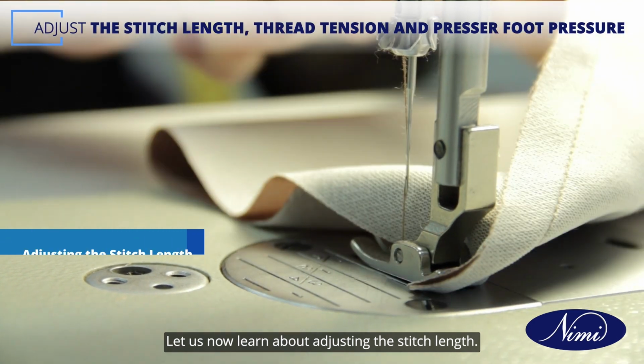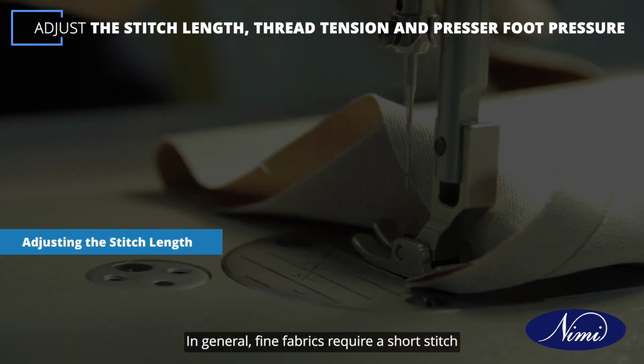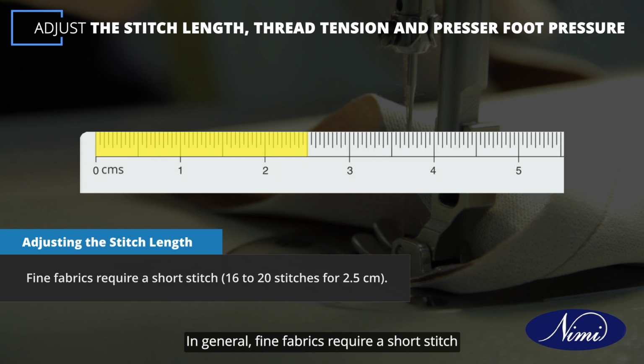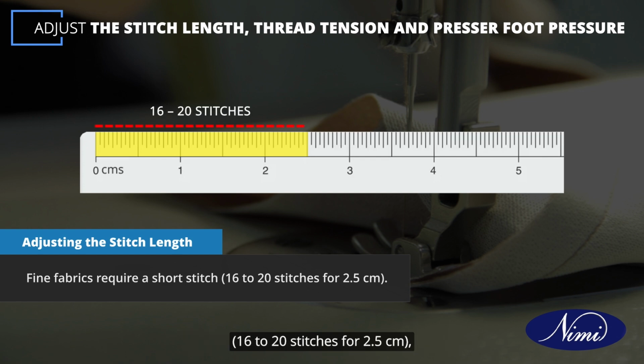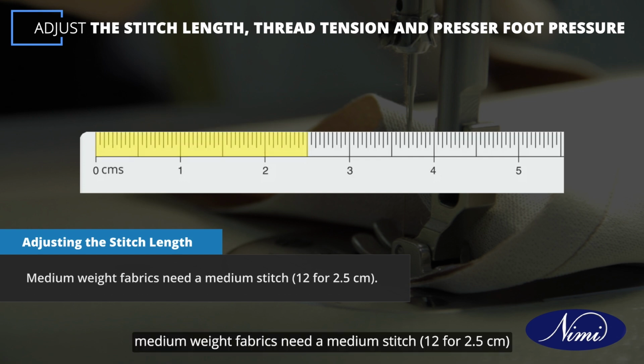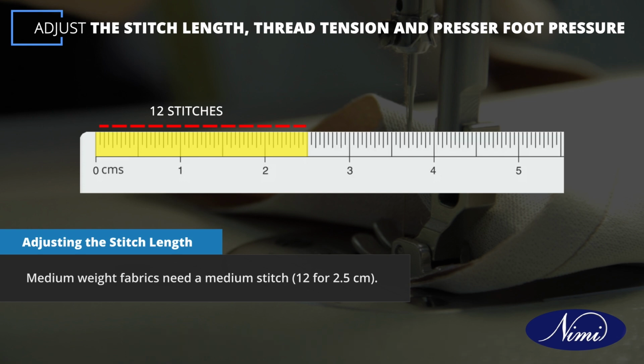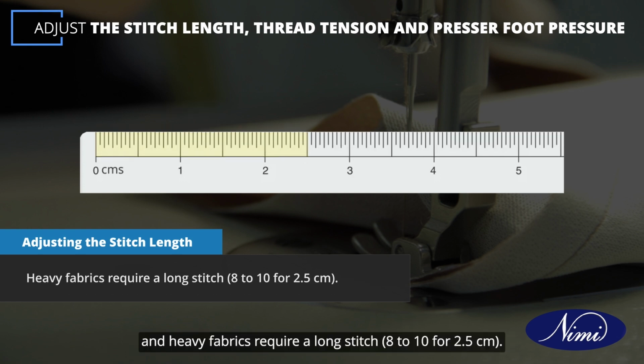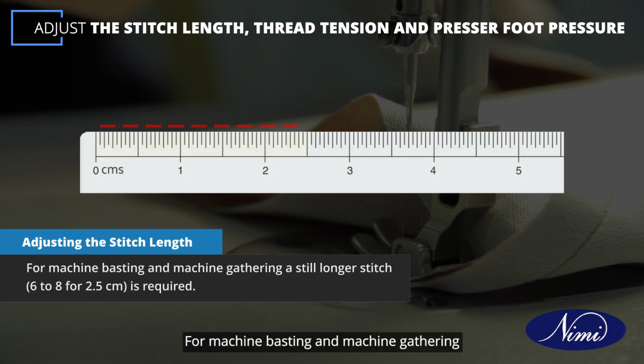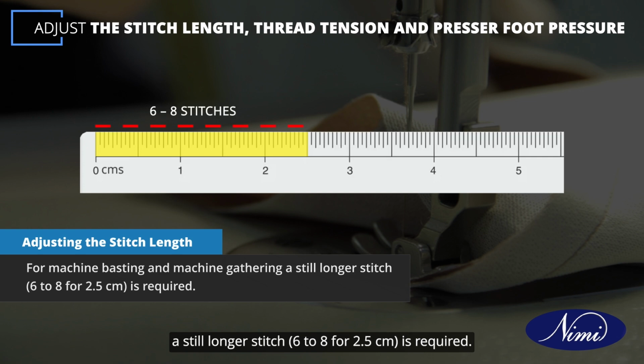Let us now learn about adjusting the stitch length. In general, fine fabrics require a short stitch, 16 to 20 stitches for 2.5 centimeters. Medium weight fabrics need a medium stitch, 12 for 2.5 centimeters. And heavy fabrics require a long stitch, 8 to 10 for 2.5 centimeters. For machine basting and machine gathering, a still longer stitch, 6 to 8 for 2.5 centimeters is required.